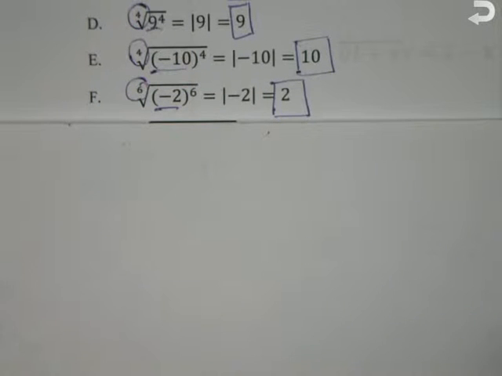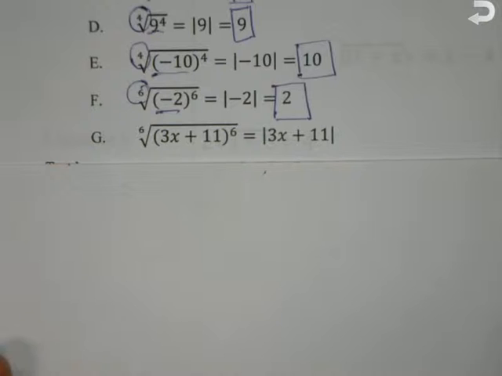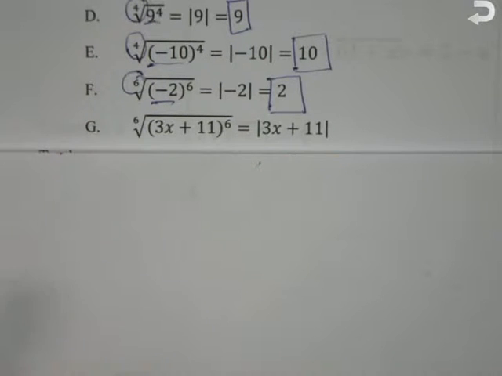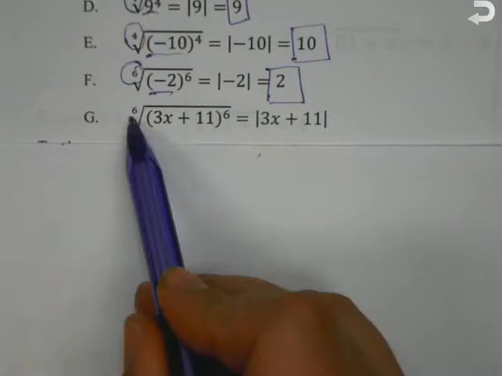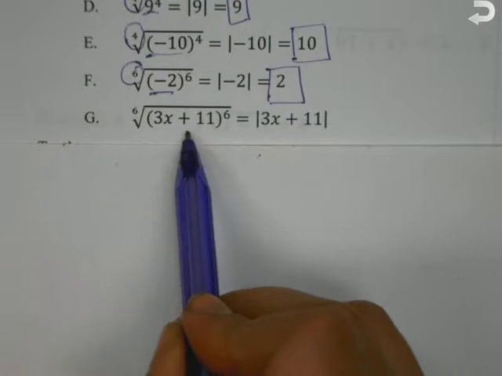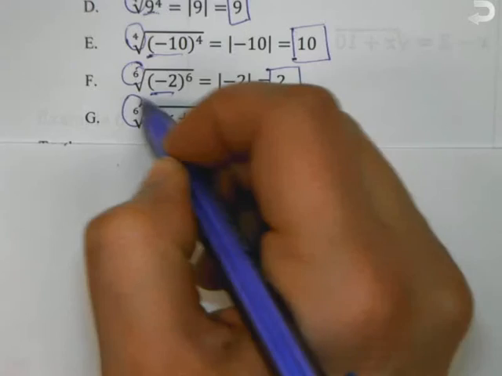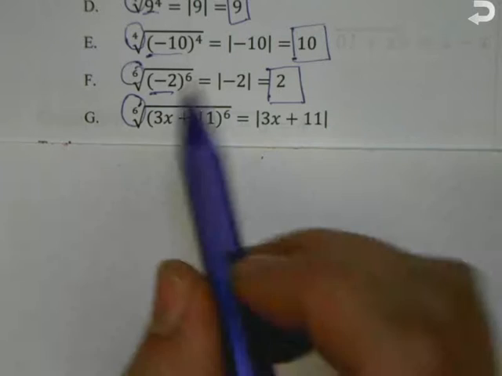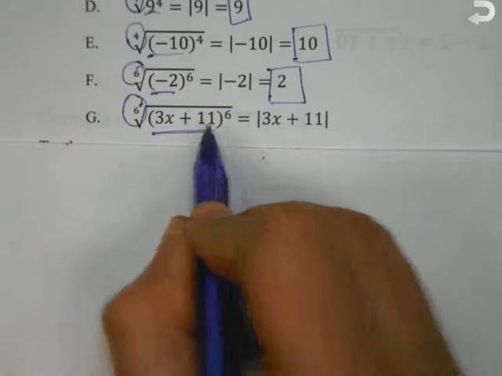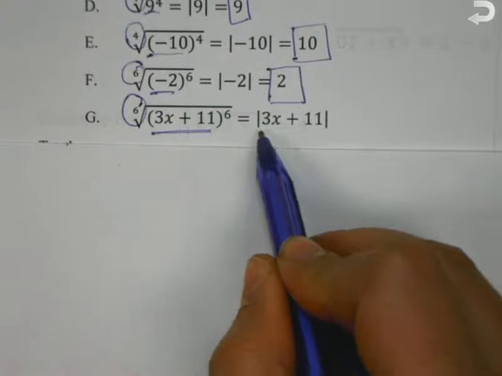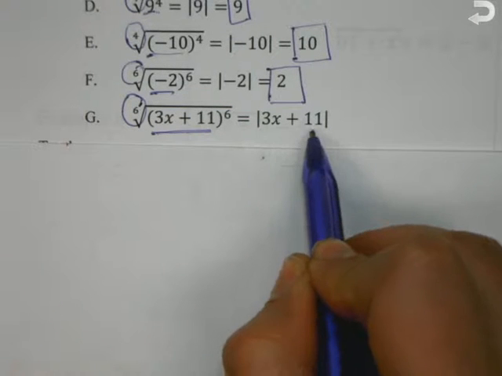Last one. 6th root of 3x plus 11 to the 6th power. My index is 6, so it's still even. So my answer is the absolute value of what's inside. So my answer comes out to the absolute value of 3x plus 11. And we can leave that inside the absolute value because there's nothing else we can do there.